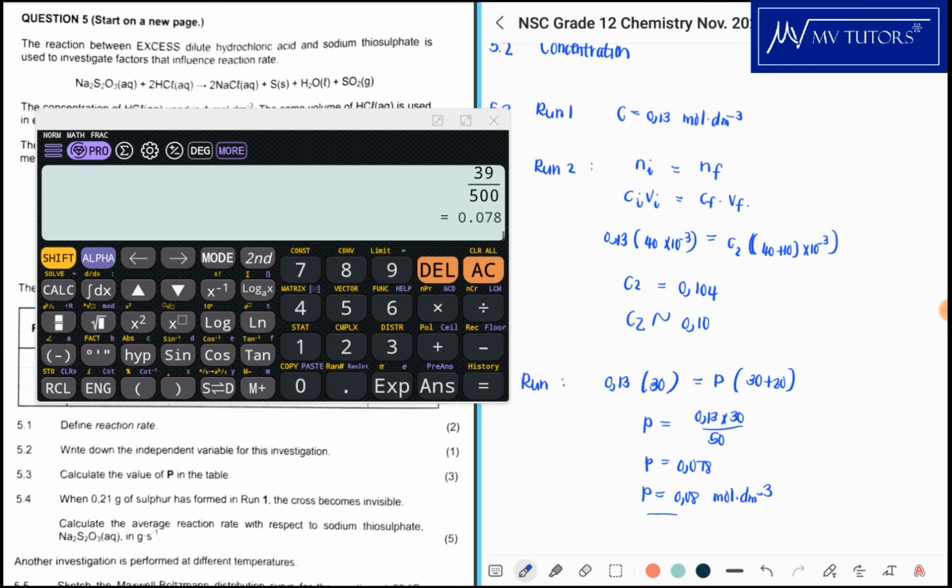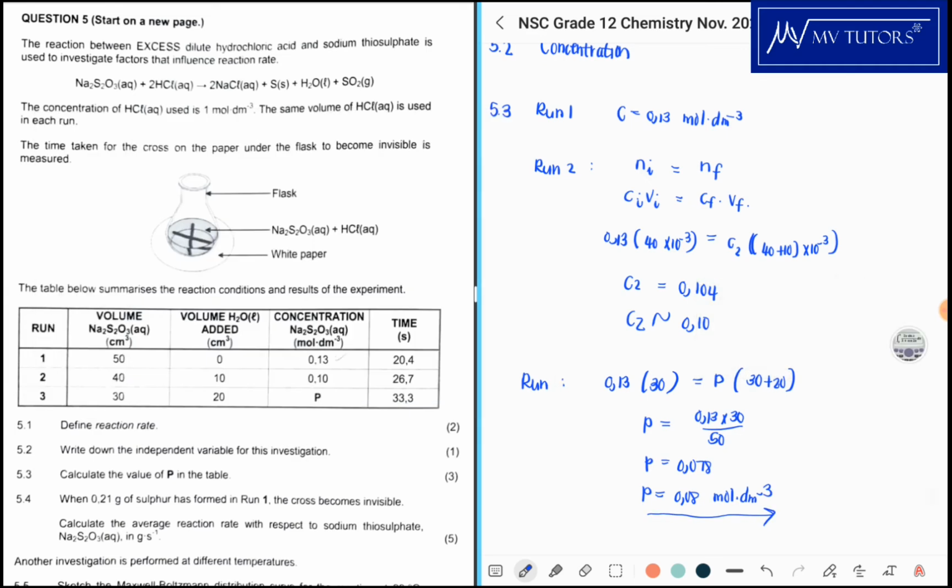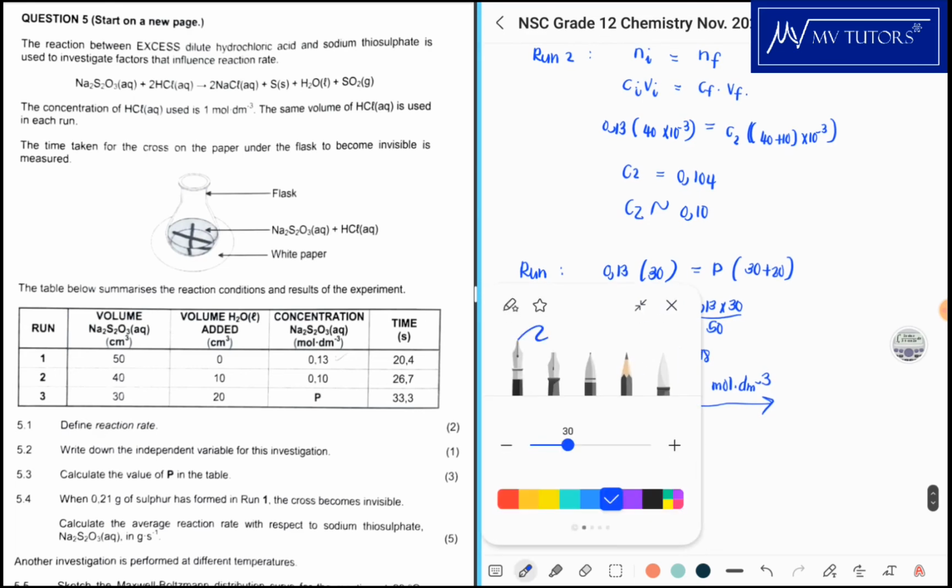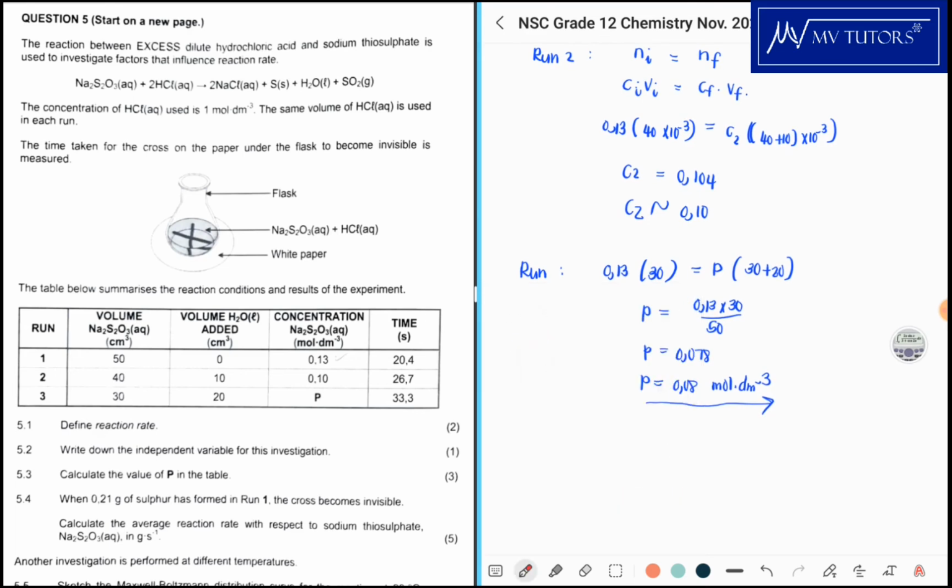Okay, so that is the answer for P. That is the concentration for the third run. What you could have also done is take run 2's answer, which is more information. So that's 0,104, that's the concentration, but you're still using the volume that's applicable for the third run. Instead of 50 though, the volume for the second run is 40.